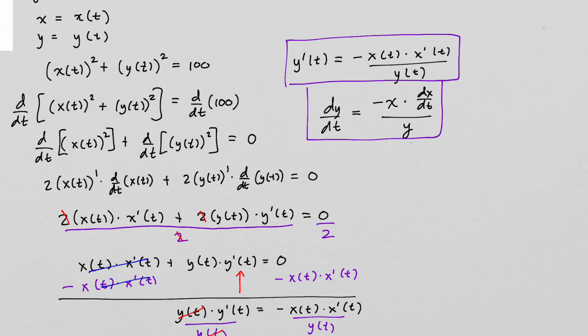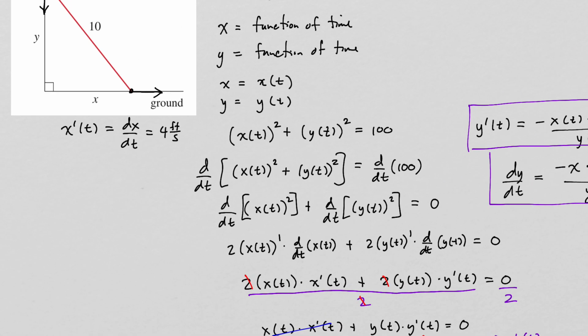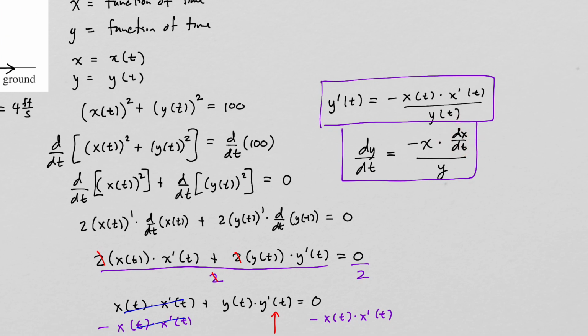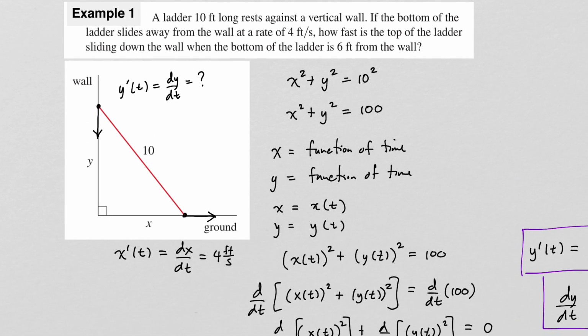Now, to solve the problem, we need to plug in the values of these variables in order to solve for y prime of t. So again, let's remember we know that dx/dt is 4 feet per second. Okay, so we know this variable, but we do not know x or y. So let's read the rest of the problem. It says, how fast is the top of the ladder sliding down the wall when the bottom of the ladder is 6 feet from the wall? So when this distance is 6 feet.